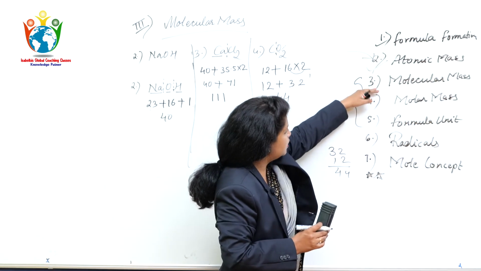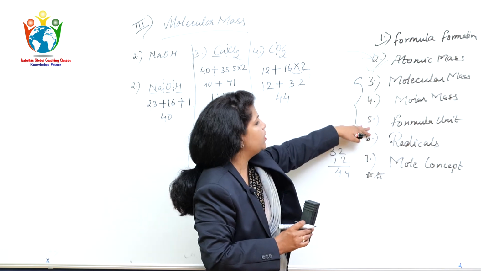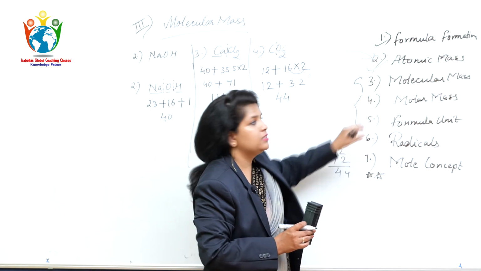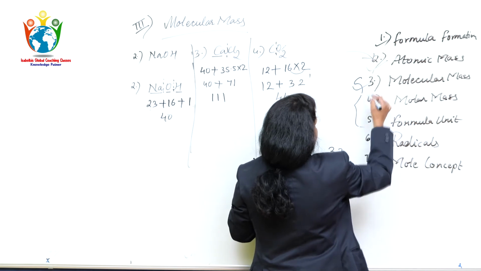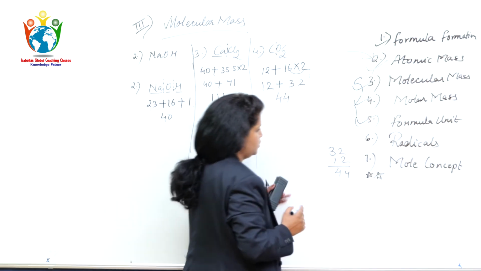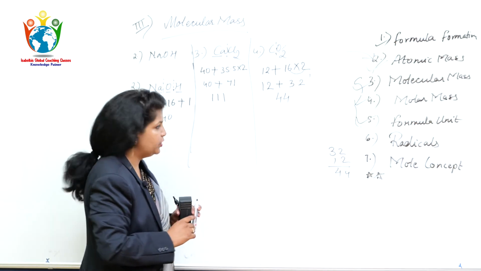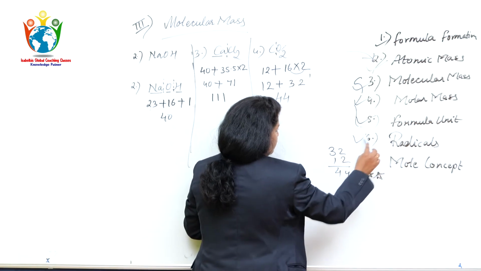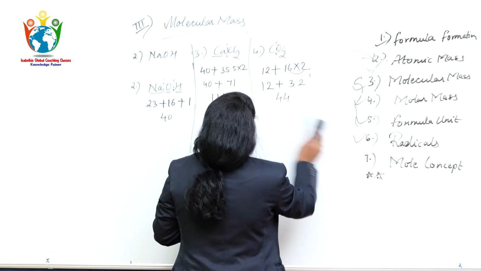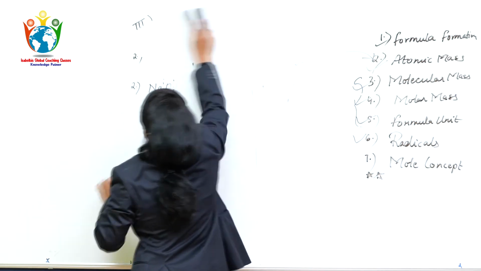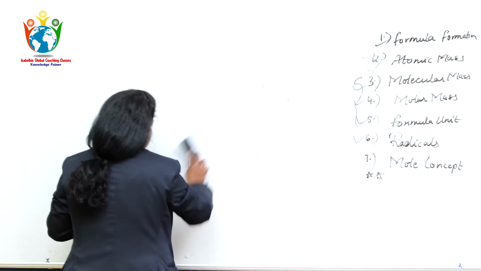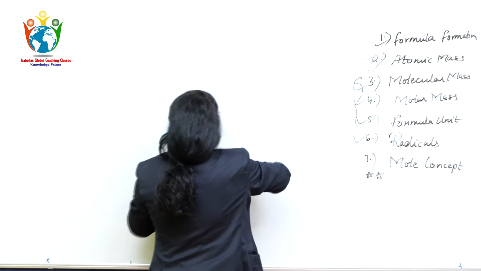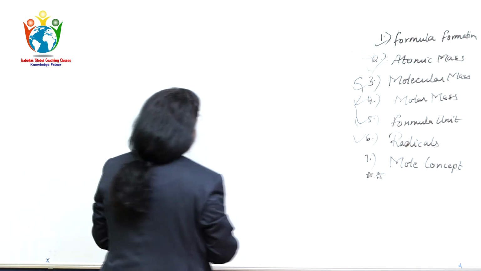So molecular mass, molar mass, formula unit, they all are the same. So in short we have covered this. Okay, any doubt over here? We can go with the next topic, that is radicals. I'll drop. Okay, we can go with the next topic.